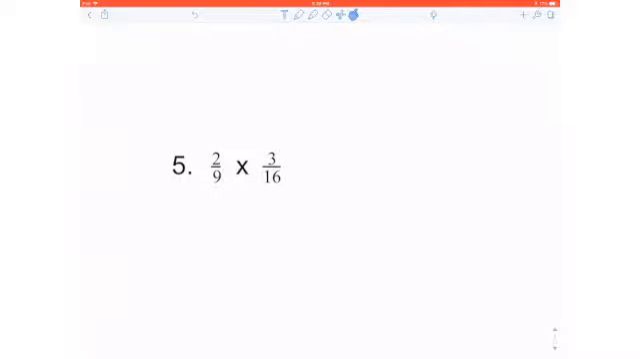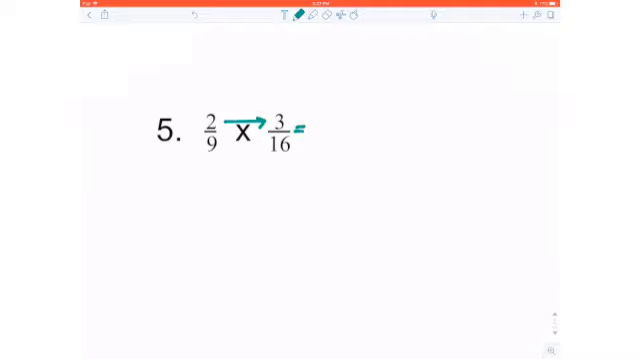Now that we've done that, let's go ahead and take a look at the multiplication rules. So multiplication rules are pretty simple. You're just going to multiply straight across. Let's zoom this in a little bit. So 2 times 3 is 6. 9 times 16, we do got to do on the side here. It's not as obvious. 9 times 6 is 54. We put the 4 and we carry the 5. 9 times 1 is 9, plus 5 is 14. So that's 6 over 144.